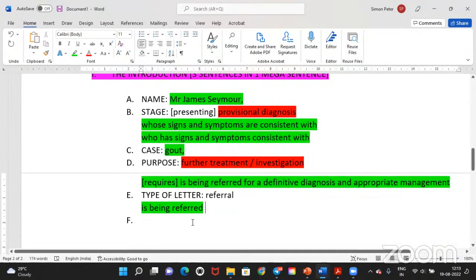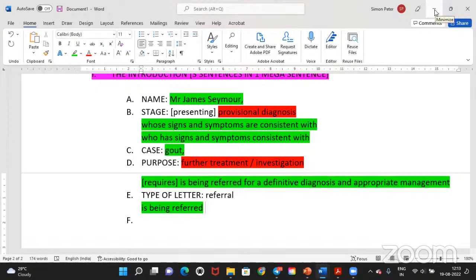Following the discharge or following the transfer or whatever it is. If it is there, you write, otherwise leave it. How to present this sentence is very important. You are writing 3 points here. Fine. Is being referred for a definitive diagnosis and appropriate management, at your facility or something, whatever you want, at your service.